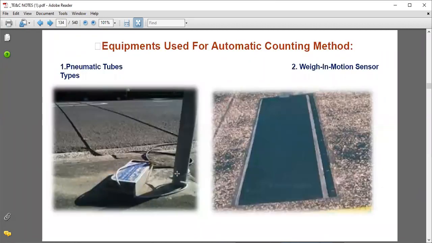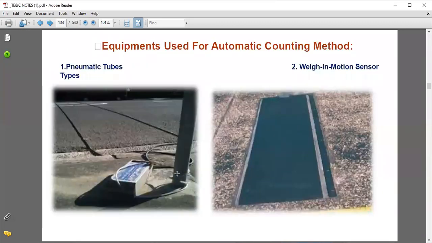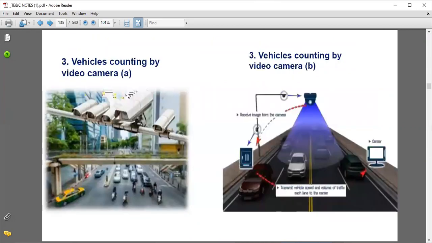Next are the equipments used for the automatic counting method. You can see here the pneumatic tubes. Already we have seen the weight in motion sensor, where a bending plate is used, and through this we can calculate the weight of the vehicle and the speed of the vehicles, and we also get the count of the vehicles. Then there is vehicle counting by video camera.